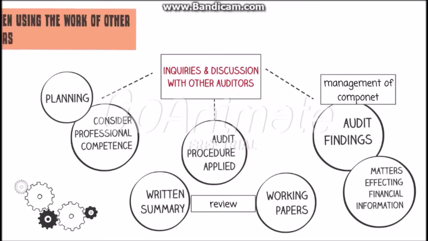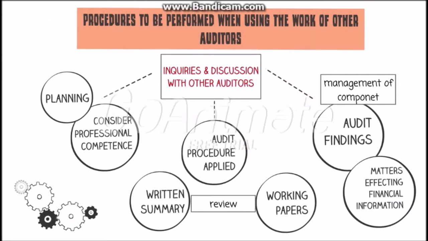Next, the procedures to be performed when using the work of other auditors. First, inquiries and discussion with other auditors on the plan to use the work of another auditor, and principal auditors should consider the professional competence of the other auditor in the context of the specific assignment. Secondly, discuss with the other auditor the audit procedures applied. And lastly, inquiries and discussion with the other auditor and management of the component or subsidiary regarding the audit findings or other matters that affect the financial information of the component.